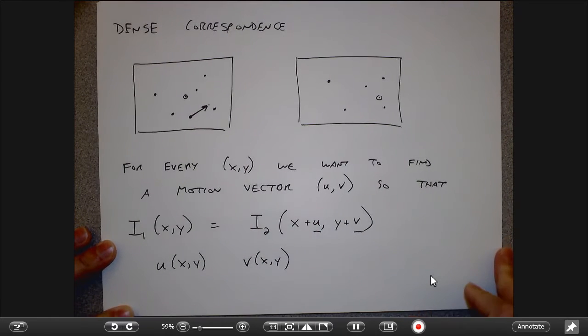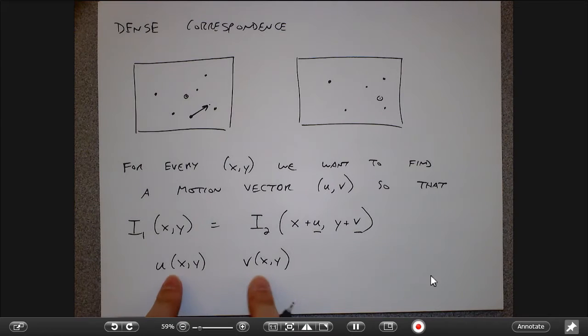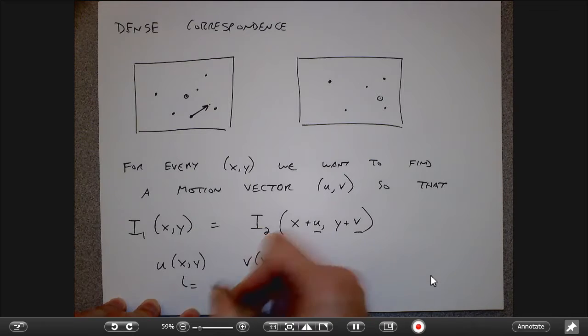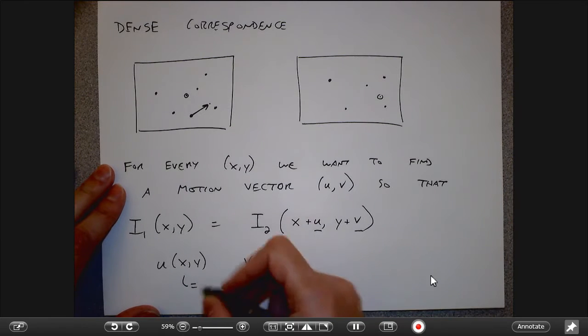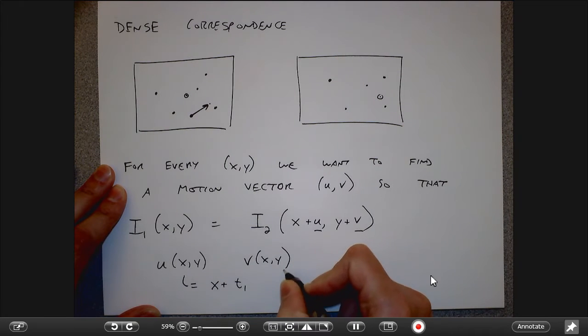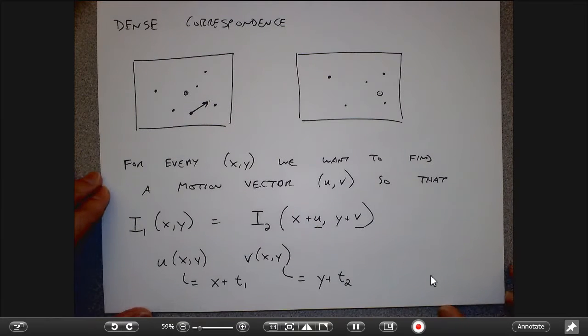And a lot of times I'm going to drop the parentheses because it's really cumbersome to keep carrying around this (x, y). But parametric means that these things are easy functions. For example, an easy function is x plus t1 and y plus t2. That means that to obtain the motion vector field, all I have to do is, for every coordinate xy, add a vector t1, t2 to it. And that would be what we call a simple translation.